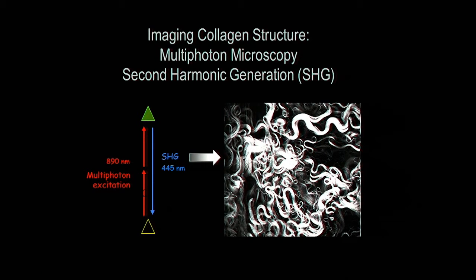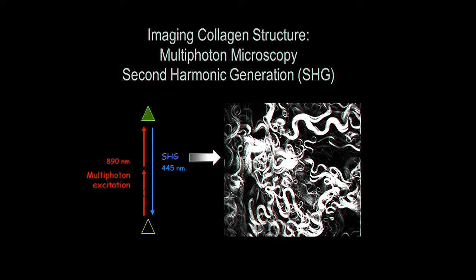The only thing you need to know about this is this allows us to see collagen in any sample live without staining it. We can take pathologic samples and see collagen. We can look into live tissue. We can look into a mouse. We can look into a human biopsy.